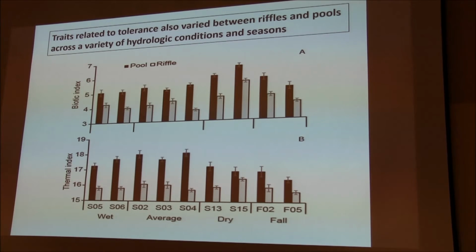And below is a thermal index, derived from some studies that Lester Yuan has in an EPA report. And so we're looking there at the greater that thermal index, the more warm water tolerant the taxa are. And so again, you can see whether it's the biotic index or the thermal index, that there's a greater preponderance of these relatively tolerant or specifically thermal tolerant taxa inhabiting pools than riffles.